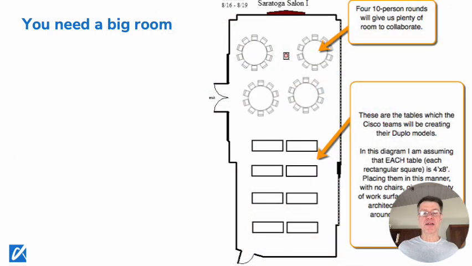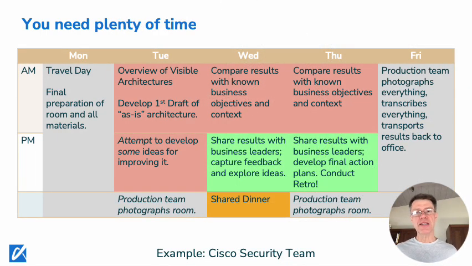You also need a big room. So this is an example from an event that we did at Cisco. We had about 4 10-person roundtables, which gave the architects a place to sit and plenty of room to collaborate. But then we had 6 4-foot by 8-foot tables where the teams were creating their as-is and to-be Duplo models. So you really do need a lot of space, physical space.